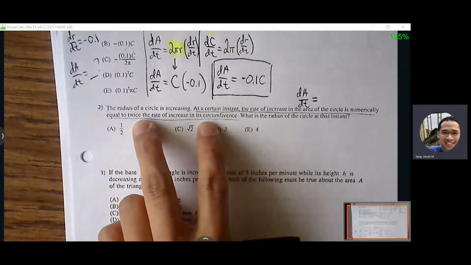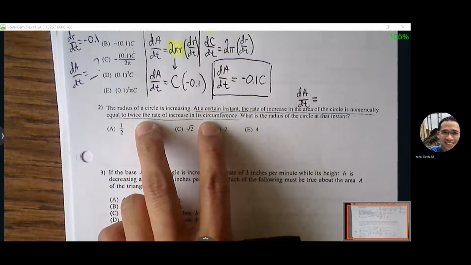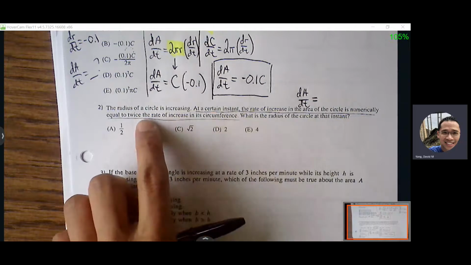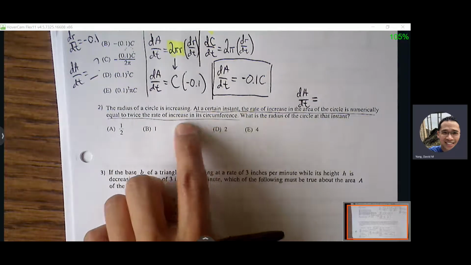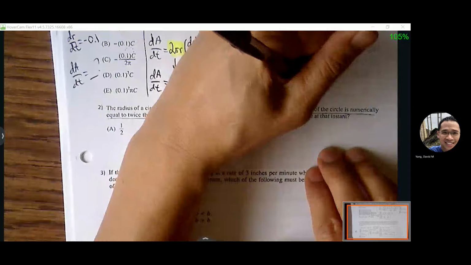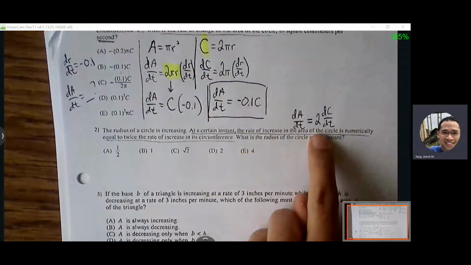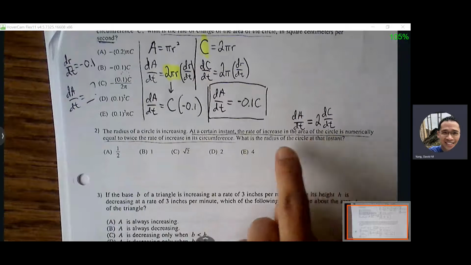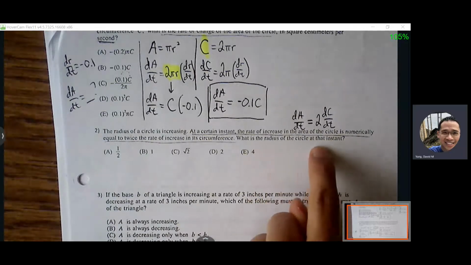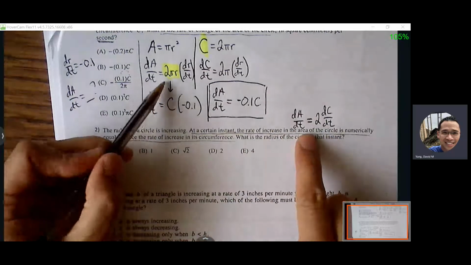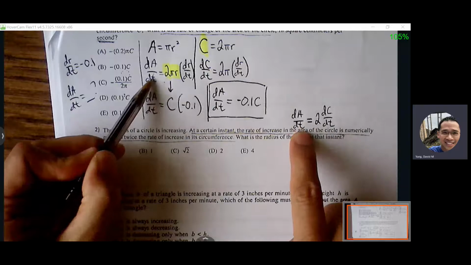Okay, how can I replace that phrase with something formula-wise? Say it again. Good. So twice, that's 2 times dC/dt, rate of increase in circumference. Okay, so something that's more useful to me now. Okay, what is the radius of the circle at that instant? Okay, well, we have dA/dt here and here, so why don't we make that substitution?